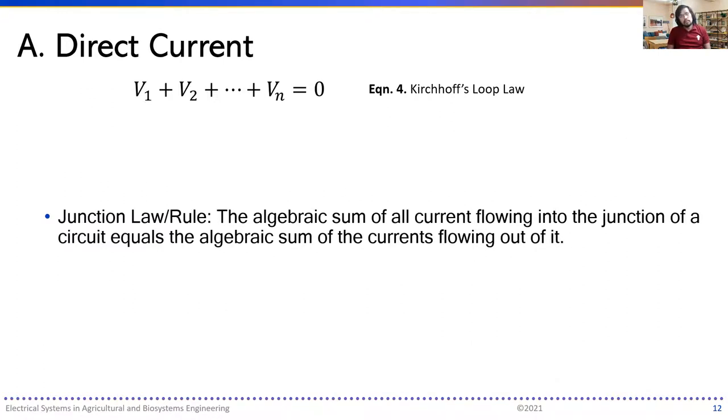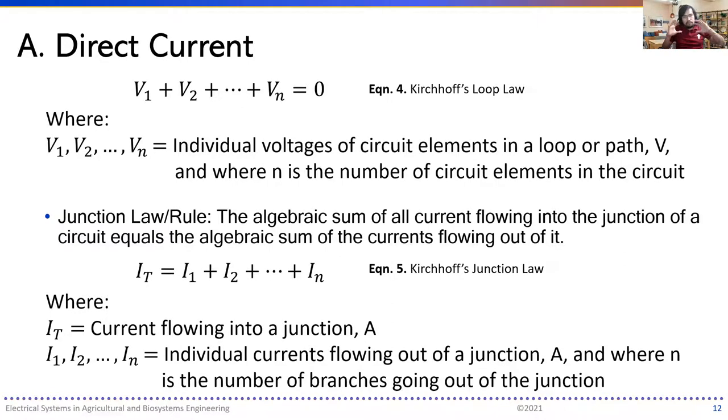Now the junction rule is that the algebraic sum of all current flowing into a junction of a circuit equals the algebraic sum of the current flowing out of it. So in the first, we have a loop, and in the next, we have a junction. It's all additive. We have the addition of all the voltages in a loop equals zero. In the junction rule, the total current going into a junction is equal to the currents flowing out of the junction.